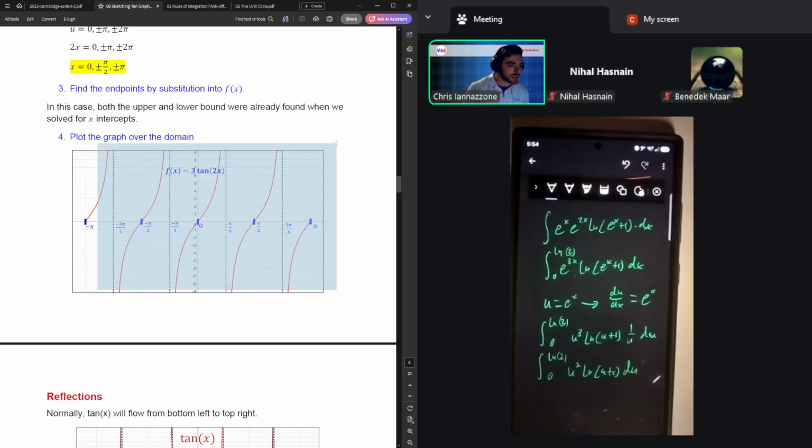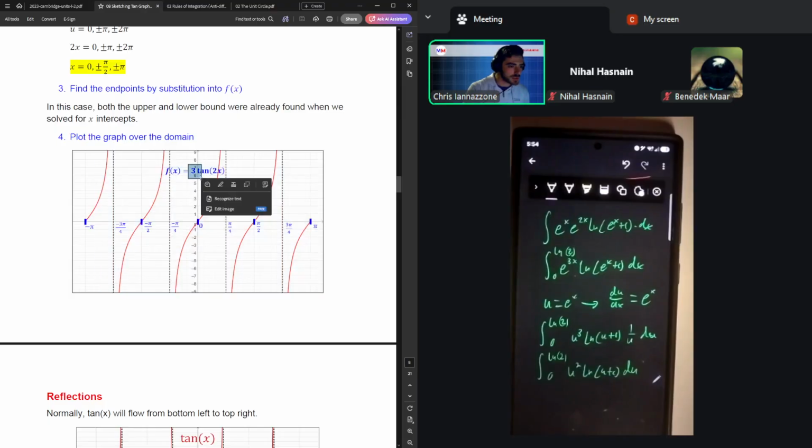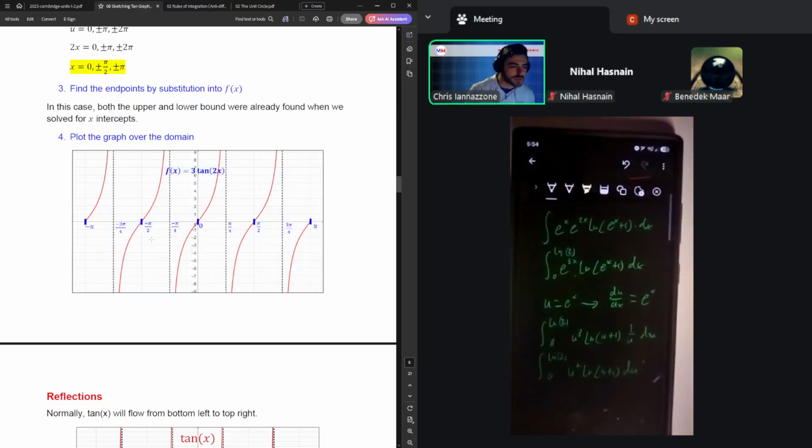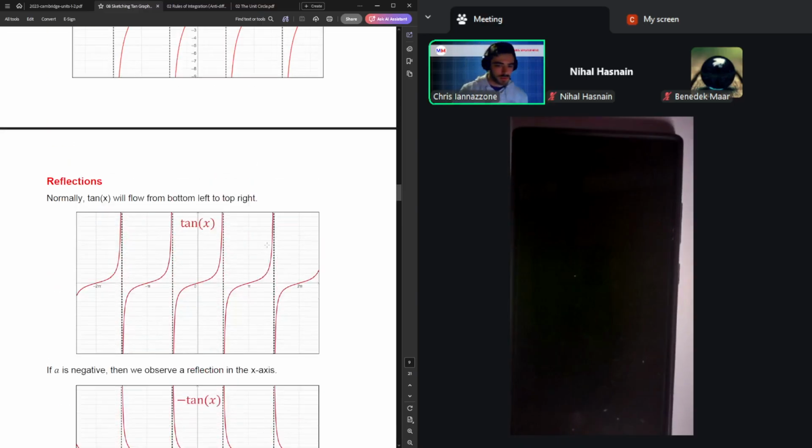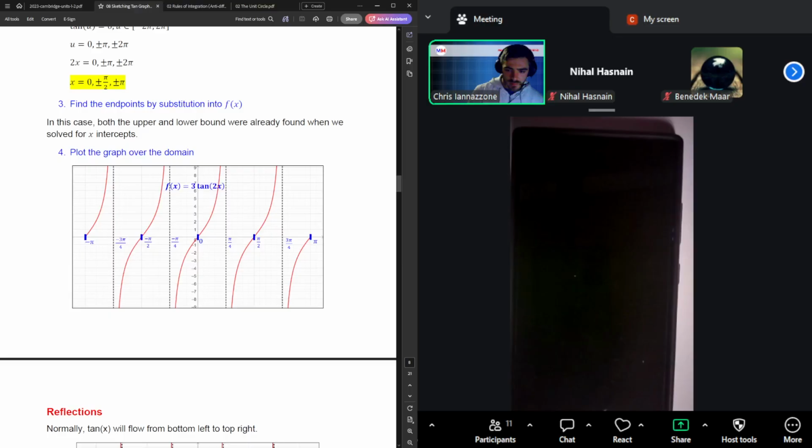So depending on the reflection terms in here, it might start from bottom left to top right, or it might go from top left down to bottom right. Works exactly the same way as a cubic, by the way. So if you're already good with your cubic graph shapes, then apply the exact same principle to the tan graph. Tan being positive is like a positive cubic. Tan being negative is like a negative cubic. Any questions with that one so far?